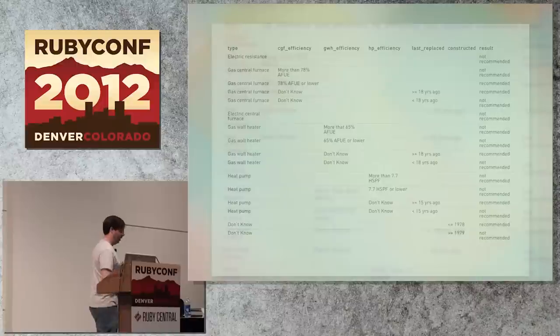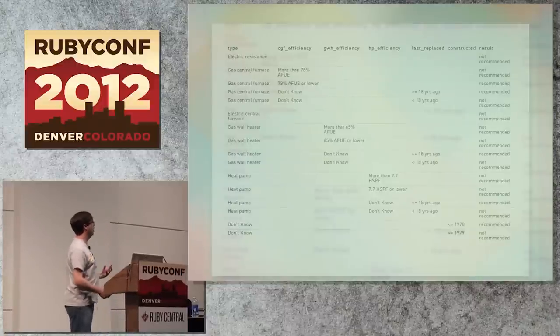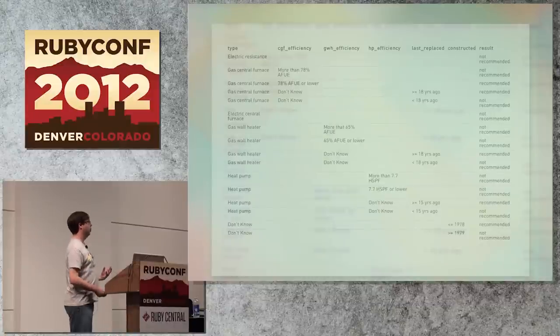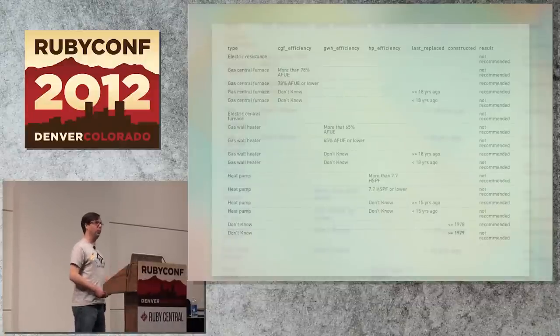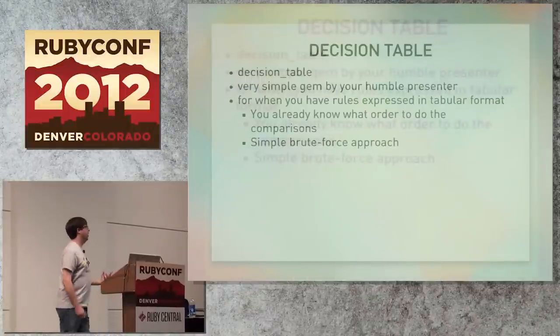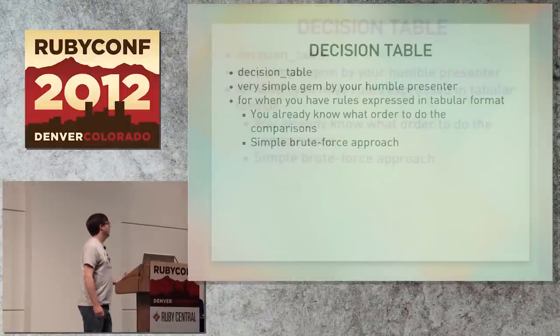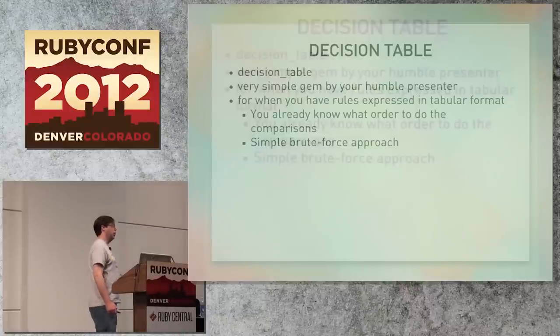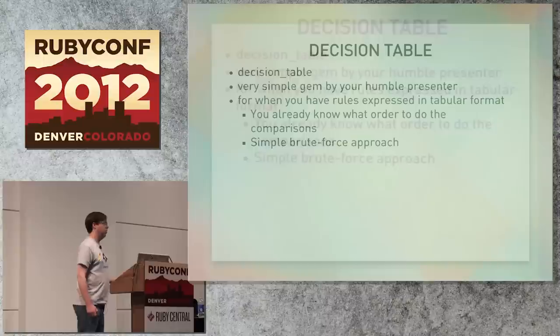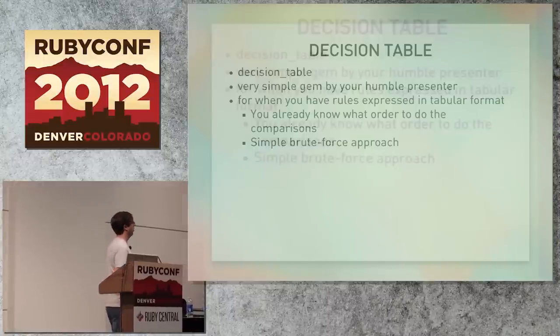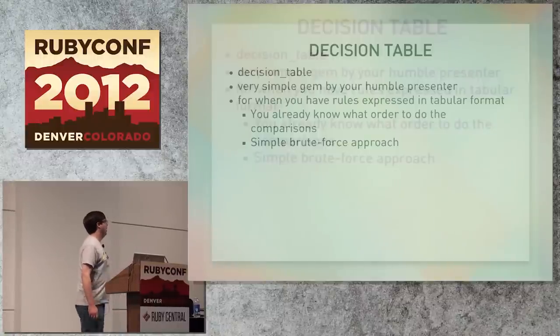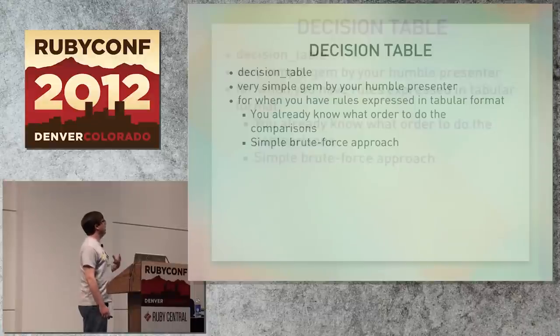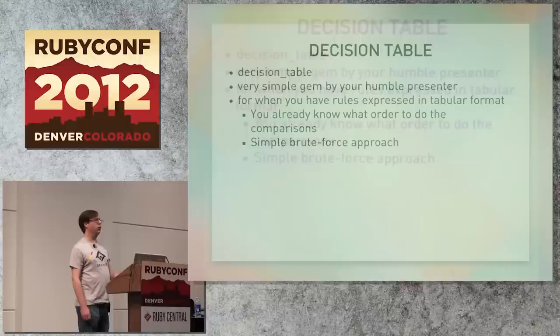So I didn't actually need decision tree quite, although learning about them and figuring out where to apply them was very cool and I enjoyed it. I actually had a simpler problem, so I looked around and there might have been an implementation that did what I wanted already, but it was so simple that I ended up writing a gem to do this myself, and I called this decision table, because it's not really a decision tree algorithm per se. It's really for where you have rules expressed in a tabular format rather than a bunch of examples that you need to learn the rules from.